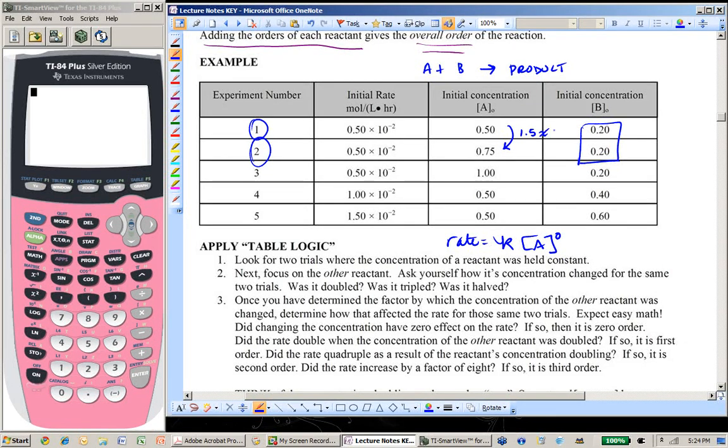That's increasing the concentration of A, experiment 1 to experiment 2, 1.5 times. What'd the rate do? Not a dadgum thing. So I'm convinced this is 0 order. So it's not a bad thing to try twice if you're not 100% sure.